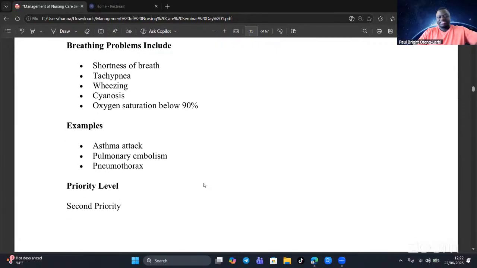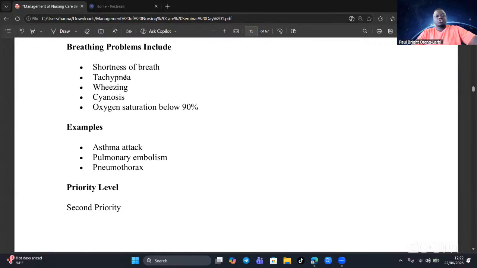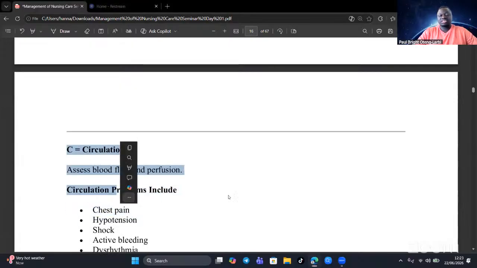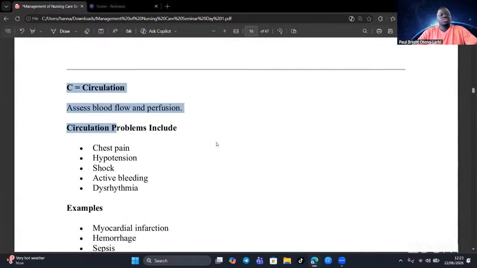Yes, the ABCD bundle. So you see all these conditions: shortness of breath, tachypnea, wheezing, cyanosis, oxygen saturation below 90. Conditions like asthma, pulmonary embolism, tension pneumothorax, or simple pneumothorax. This is a second priority. Okay, now let's go to what? Circulation.